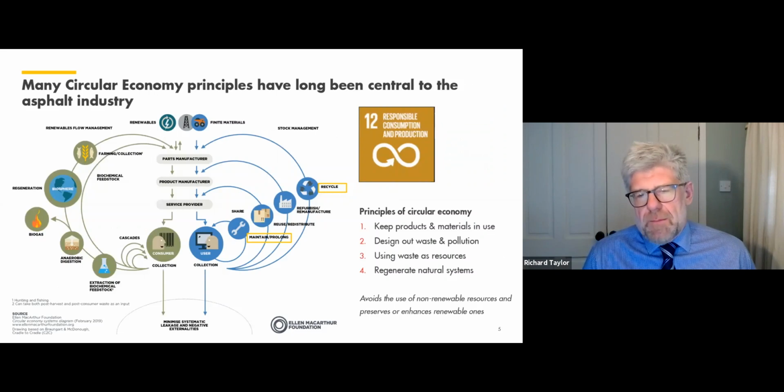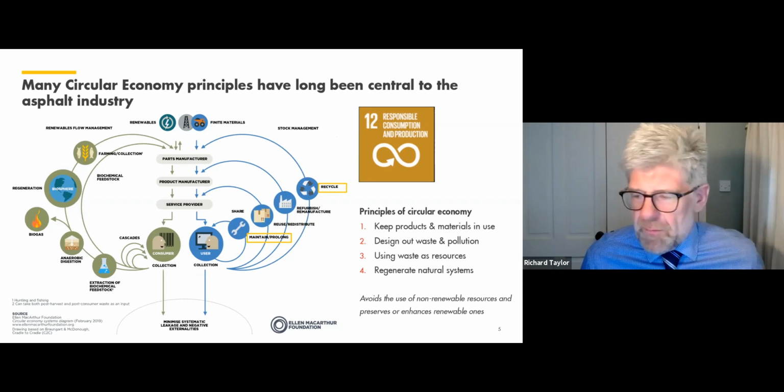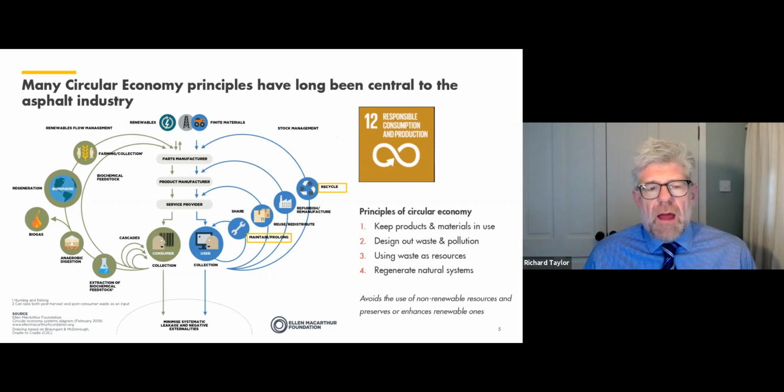Switching views, circular economy. What's on the screen here, for those that are not familiar, is something that's known as the butterfly diagram. And what we have on the left-hand side is the biosphere or the bio world. And on the right-hand side, we have finite materials. Sometimes people will refer to this as technical materials.